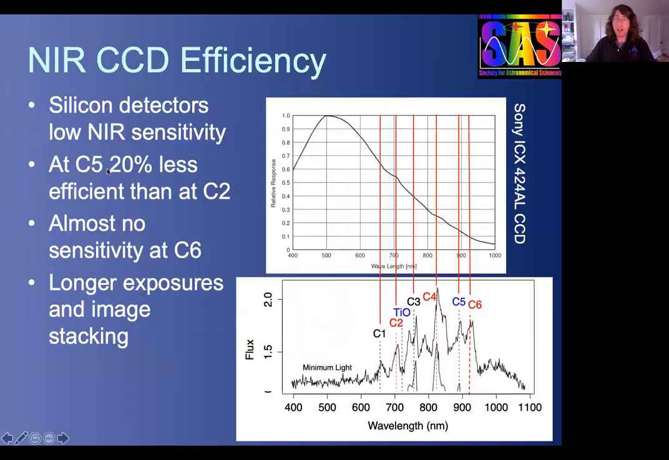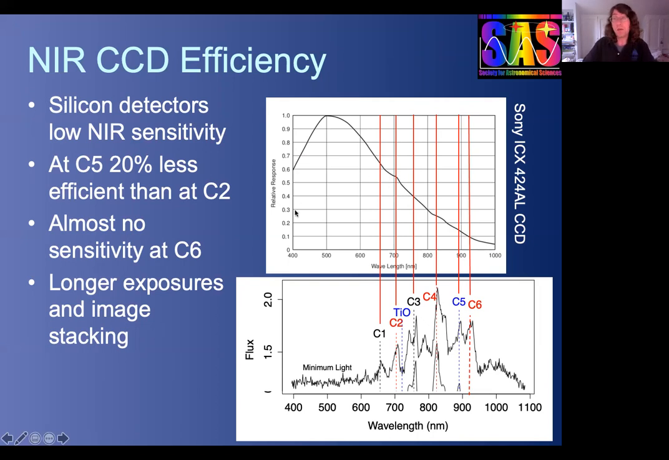Now, the second issue was the drop-off in efficiency of silicon detectors in the near-infrared part of the spectrum. As we see in this plot of the efficiency of a silicon-based CCD, it drops off quite a bit towards the near-infrared. And M-type stars, like the one shown down here, put out most of their flux in the infrared. So the spectrum is mostly recorded in that declining efficiency part of the spectral response curve for the CCD. Now, a typical CCD is going to have a 20% lower sensitivity at C5 than it does at C2.